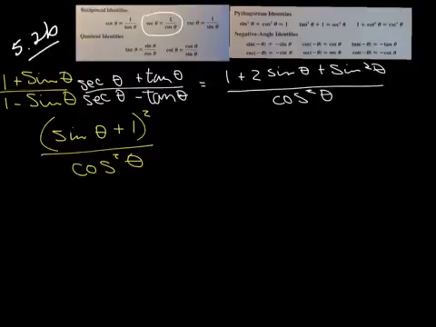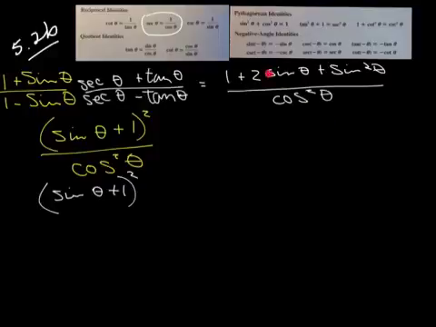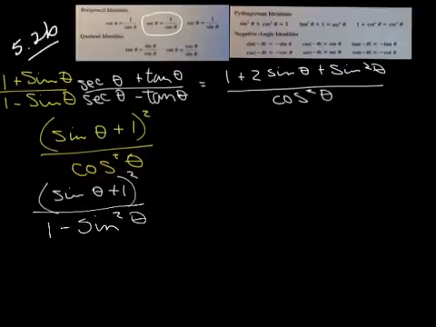Alright, so we need to make this cosine right here into a sine like we have up there. So sine of theta plus 1 squared, and if we look up here at our identities, there's a cosine squared, and that equals 1 minus the sine squared of theta. So I'm going to replace this cosine squared here with 1 minus sine squared of theta. I'm moving this over to the other side.